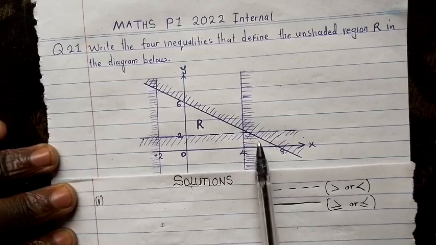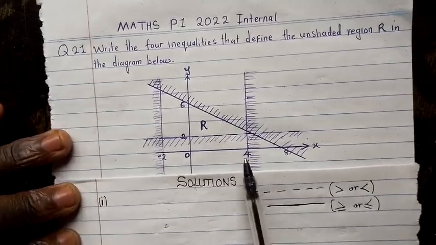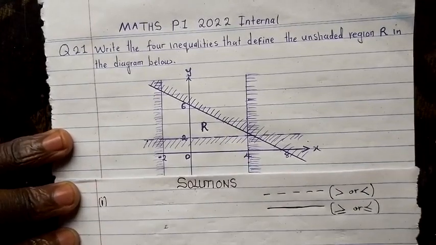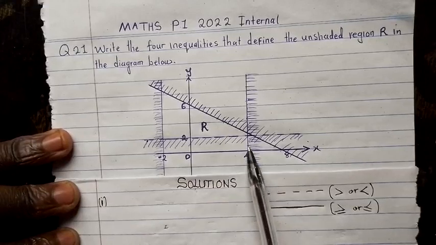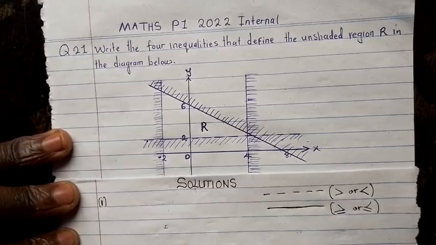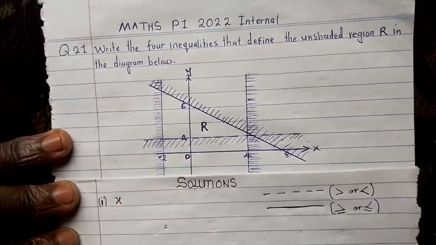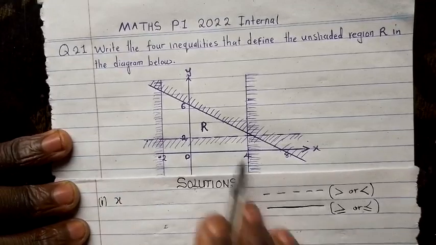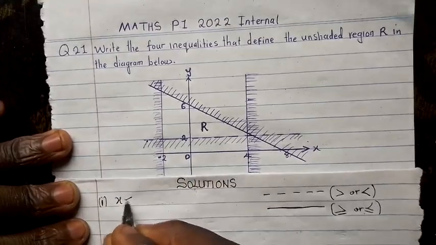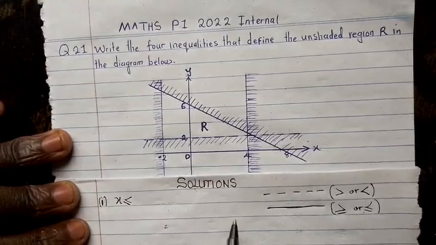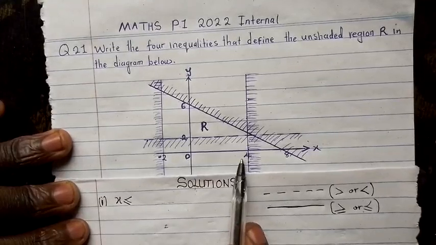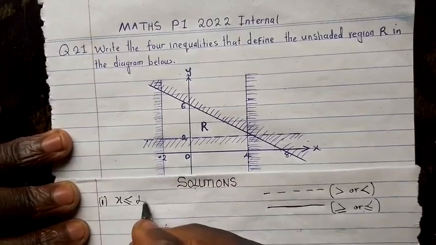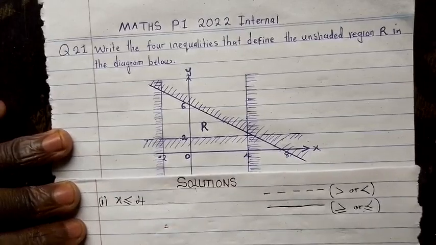Now, when answering this one, you need to identify the axis the line is cutting. This line is cutting the x-axis, so I'm going to write x. Which symbol am I going to use here? Less than or equal to, since it is solid. It is cutting at which number? It is cutting at 4. So I'm going to write x less than or equal to 4. As for the first one, you are done.